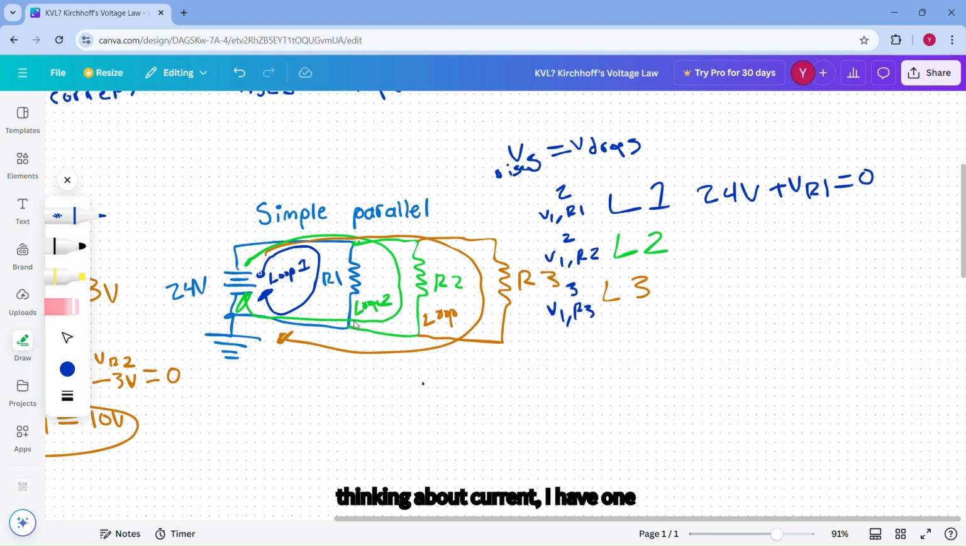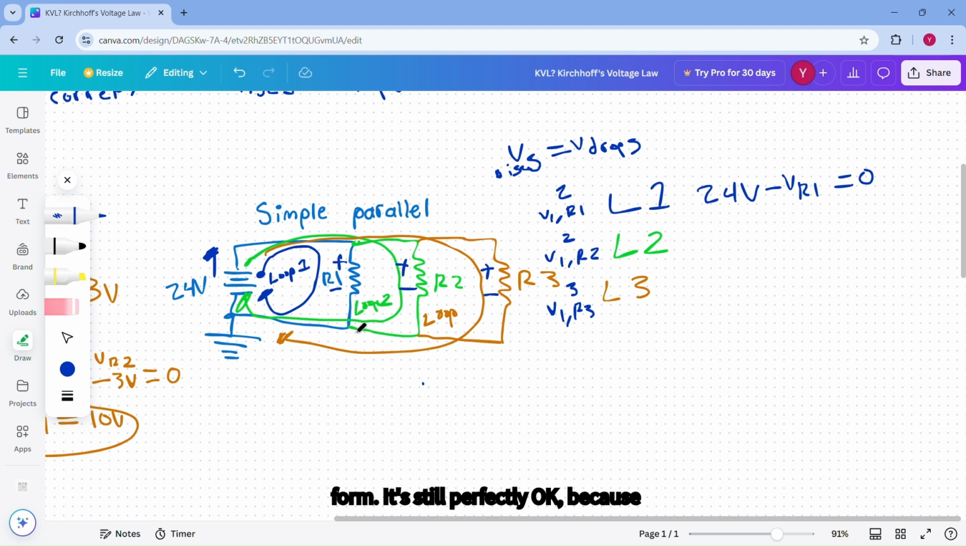If I'm thinking about current, I have one voltage source. It's pushing it out from the positive terminal of the battery, and I should be dropping voltage across my resistors for R1, for R2, and for R3. Okay, that sounds good to me. So now I'm going to go back. I'm actually going to change this plus VR1. I'm going to say minus VR1.